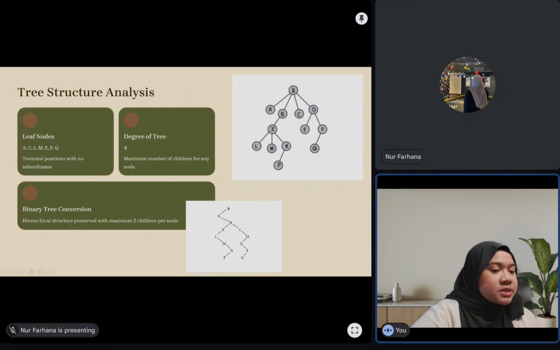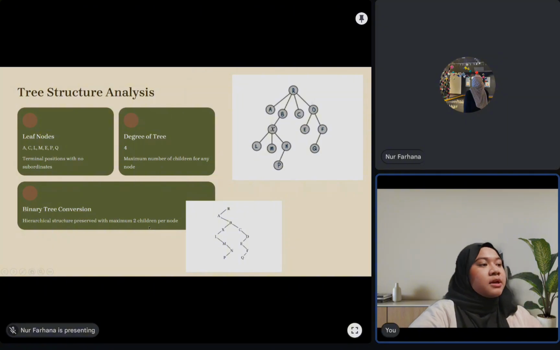The hierarchical structure is preserved with a maximum of 2 children per node. I think that's all from us. Thank you.